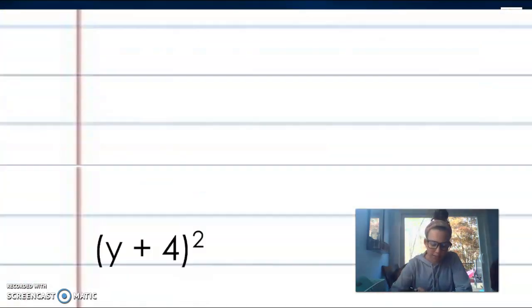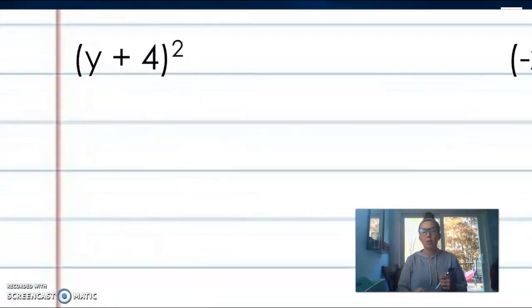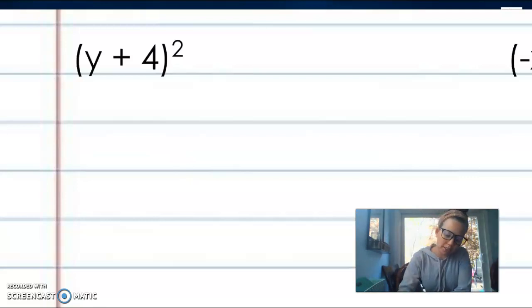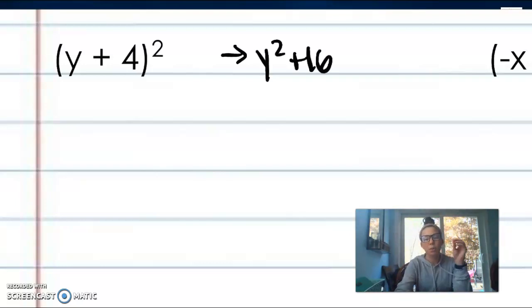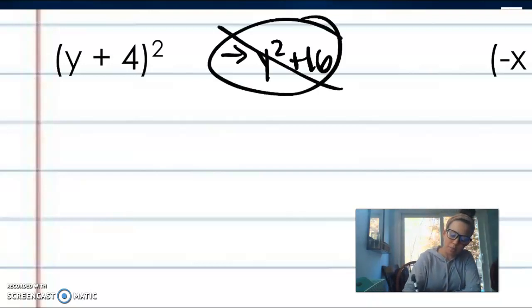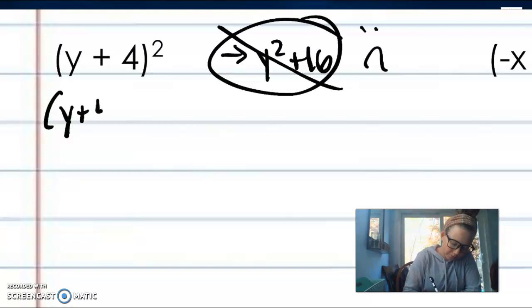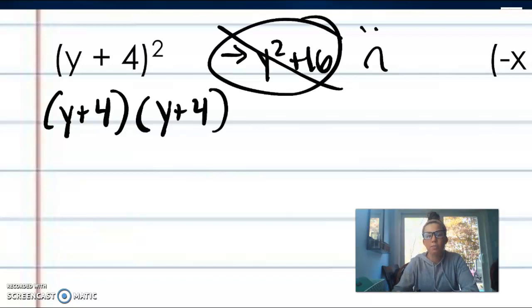Okay, so let's see. Out of multiplying, this is probably the one that has the most common mistake. A lot of people want to just square both of those terms, so it would be y squared plus 16. But that's actually only squaring the first terms and the second terms. So for this, we don't want to do that. You want to rewrite that as y plus 4 times y plus 4, because that's what y plus 4 squared is. It's just y plus 4 times y plus 4.